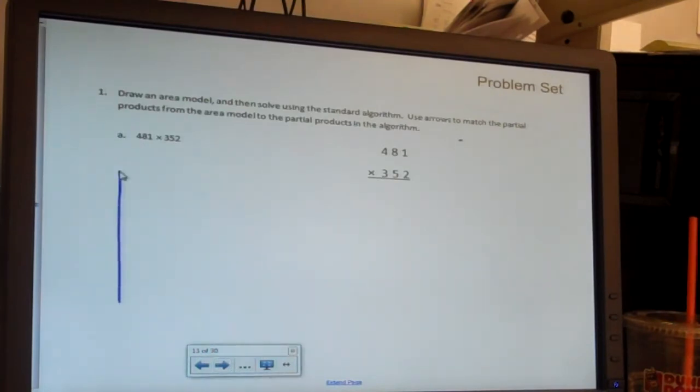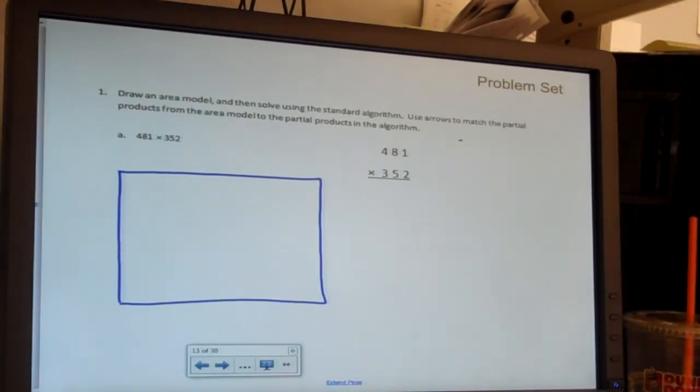So don't write anything down yet, just eyes up here for a second. How do you think I'm going to set up my area model? What's the first thing we're going to do to set up our area model? Spencer says you have to draw 2 lines, like on the first one you draw 1 line. Okay, so I'm going to draw the 2 lines like you said.